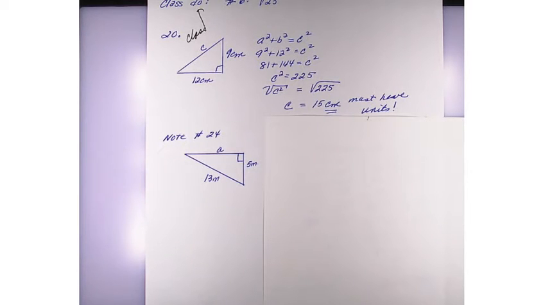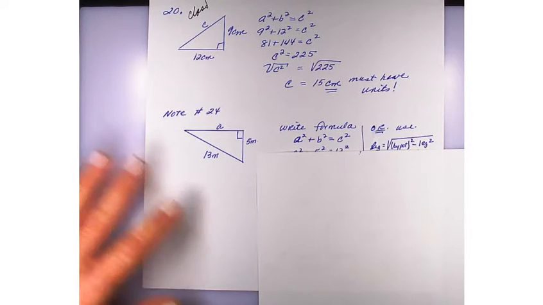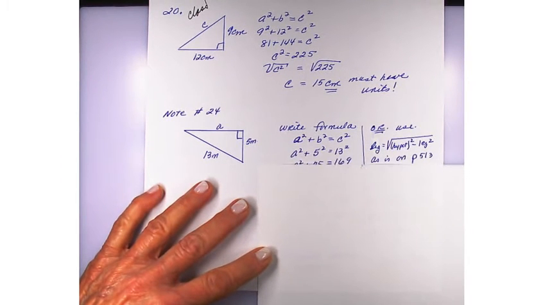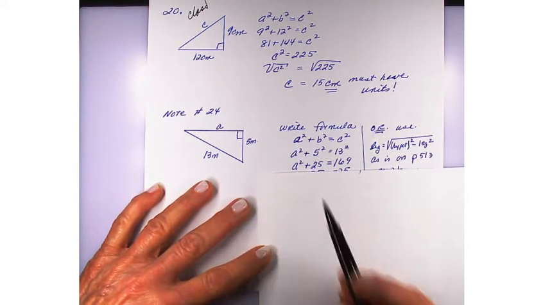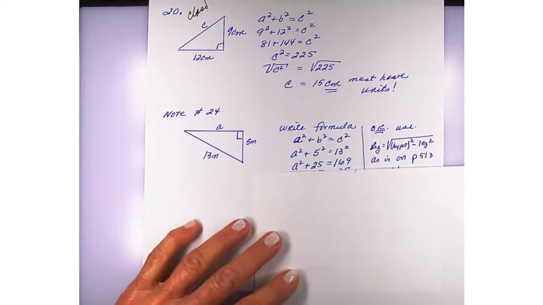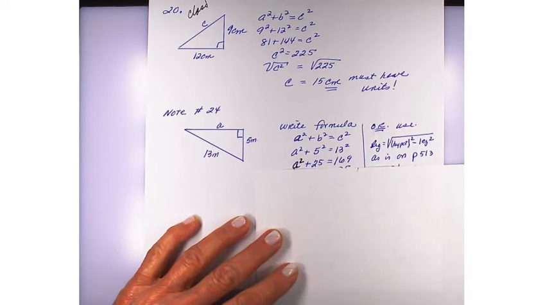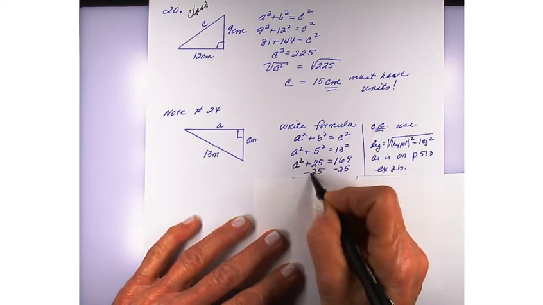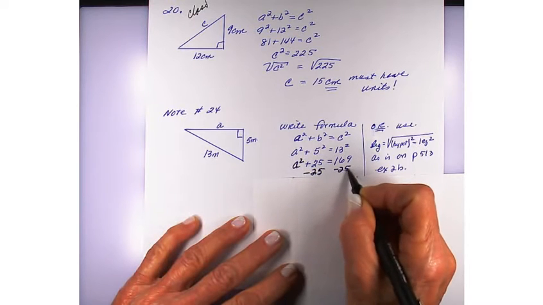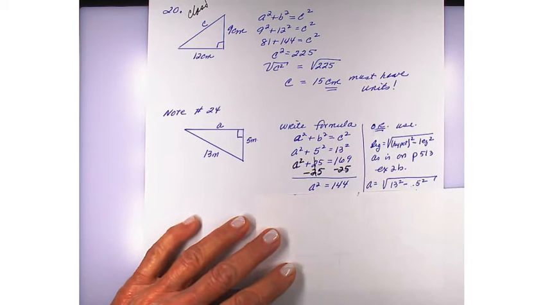This is a completely different thought, but we use the same formula. So I write down a squared plus b squared equals c squared. I substitute in. I get a squared plus 25 is 169. Now, look at this. I need the a squared standing alone. So I have to subtract 25 from the left, and I subtract 25 from the right. Okay? These 25s cancel out. I get a squared equals 144.